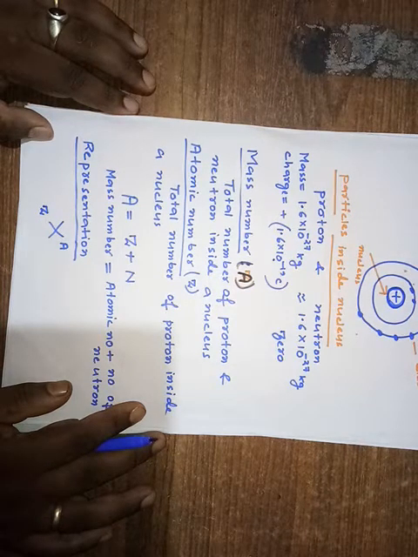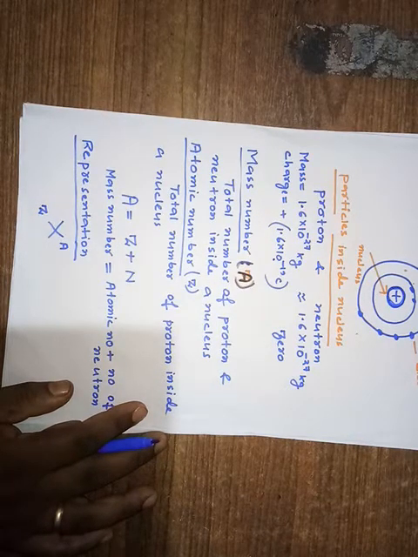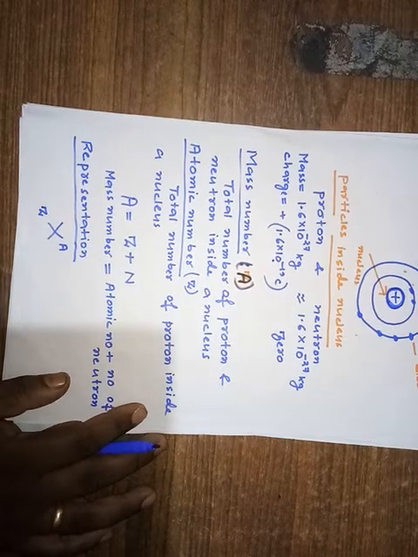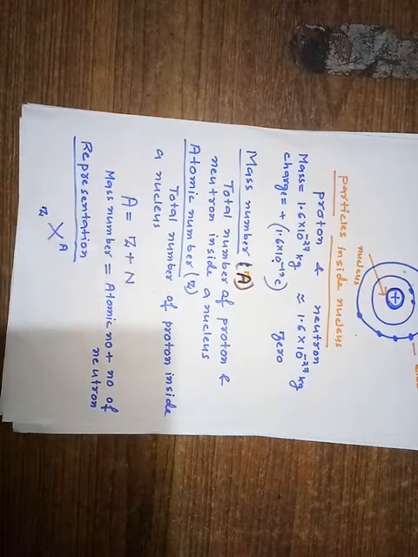Is it okay? So what is the definition of mass number? The total number of protons and neutrons of a nucleus is called the mass number of the nucleus. And we know that the neutron and proton are combinedly called nucleon. So mass number is nothing but the number of nucleons inside the nucleus of a particular atom. And what is atomic number? Atomic number is nothing but the total number of protons that we have inside a nucleus.